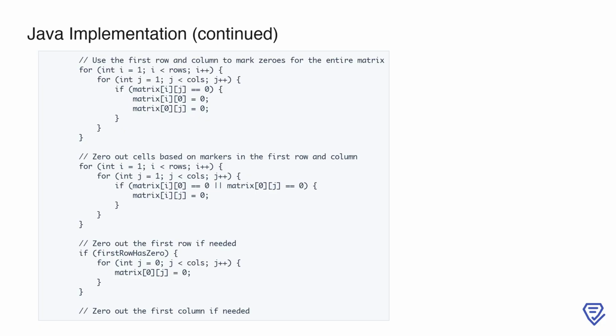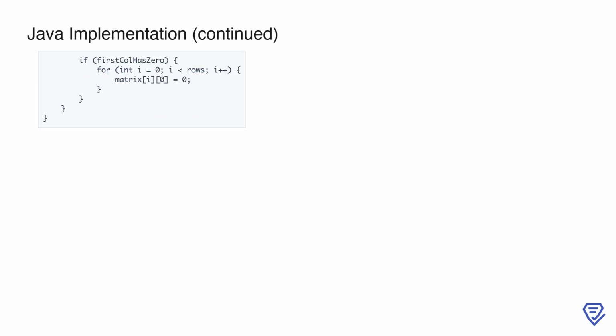This approach avoids the need for additional space since we're using the first row and column of the matrix itself to store our markers. Finally, if the first_row_has_0 flag is true, we zero out all elements in the first row since it was marked earlier. If the first_col_has_0 flag is true, we zero out all elements in the first column. This is the final step to ensure the matrix is correctly updated based on the original zeros, while preserving the integrity of the first row and column during processing.